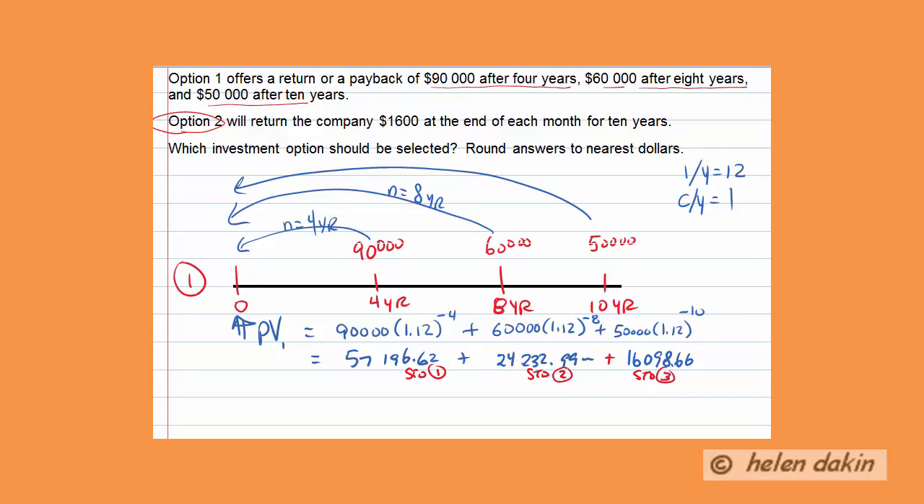So in other words, it'll take $24,000 to accumulate to $60,000 at the end of 8 years. It will take $16,000 today to accumulate to $50,000 in 10 years' time. So what is the present value or the cash value of all 3 payments today? How much money would it take today to generate those 3 payments?